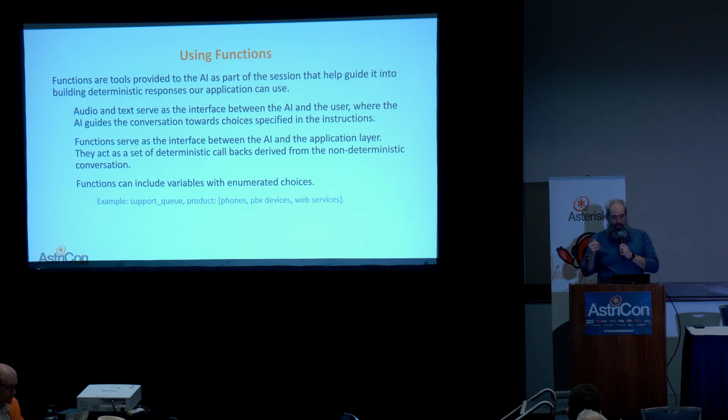Okay, and then functions can also include variables that may or may not have enumerated choices. So, for instance, if it's product support, you can enumerate a number of different products if you want that to be passed back as part of your function, or you can just say product, but then you're kind of up to whatever the AI wants, right? So if you don't specify what the particular product lines are, you could say, I want help with my peanut butter sandwich, and it's going to put in peanut butter sandwich.